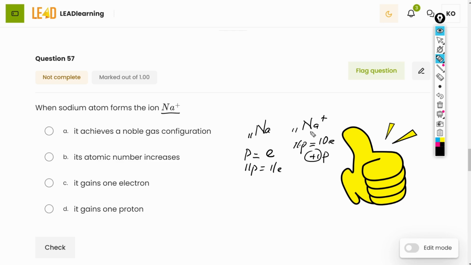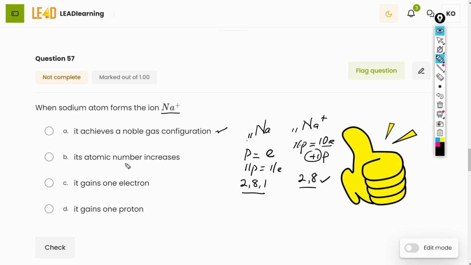Now let's look at the configuration. If the proton number is the same as the electron number, the configuration becomes 2, 8, 1. That gives us 11. This is not a noble gas configuration. A noble gas configuration shows us that the valence shell is filled up. Now, for the sodium ion, let's check the configuration. Electrons are now 10, so that is 2, 8. This is a noble gas configuration. So when a sodium atom forms the ion sodium plus, it achieves a noble gas configuration.